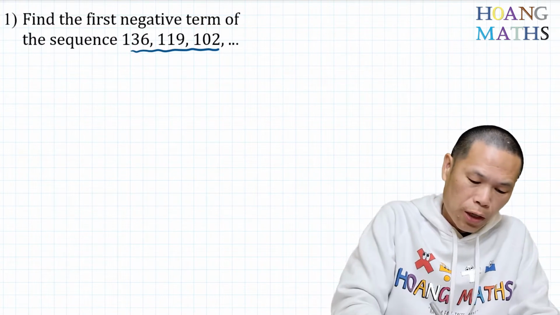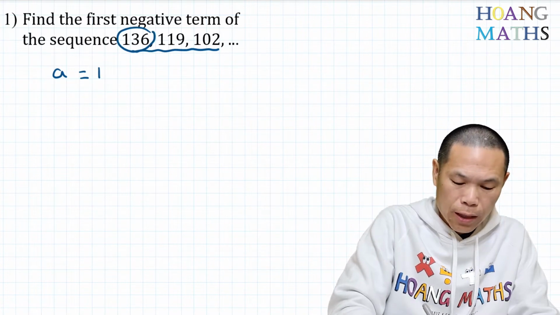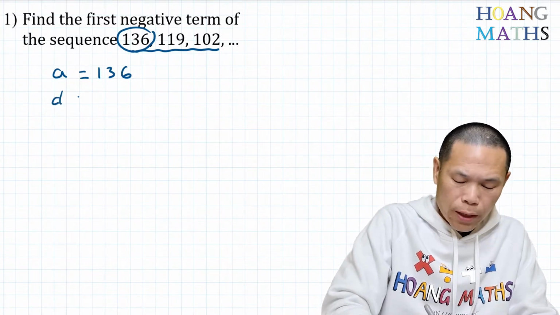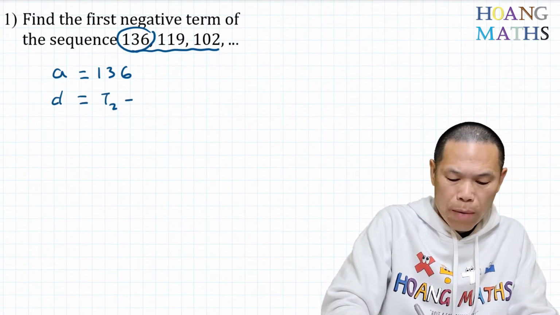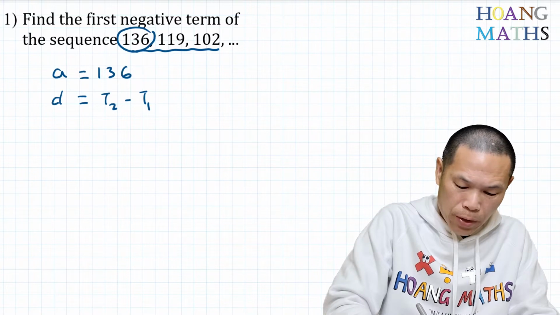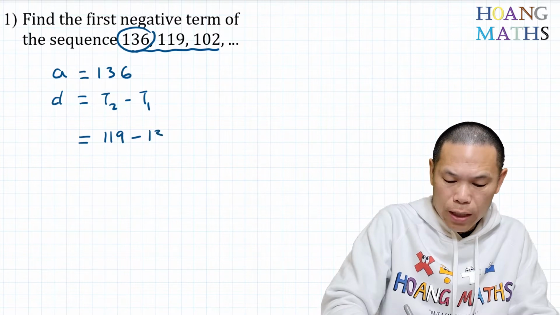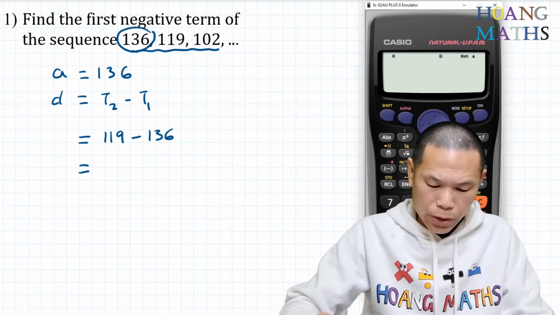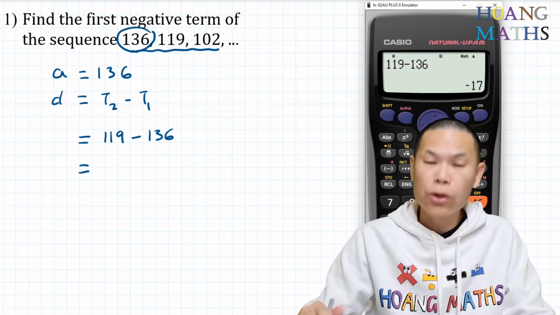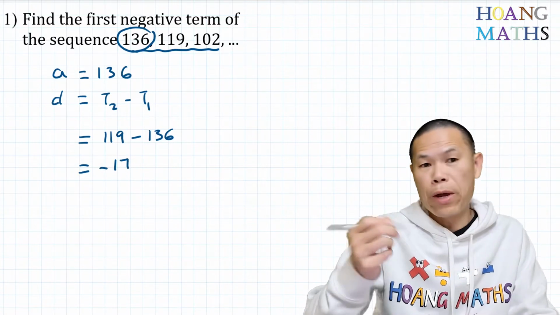To work this out, let me just write this down. A is the first term, so that is 136. And we need to find the common difference. D is the common difference, equal to term 2 minus term 1, or term 3 minus term 2 if you like. So that will give me 119 minus 136, which is negative 17. Now we have A and D.